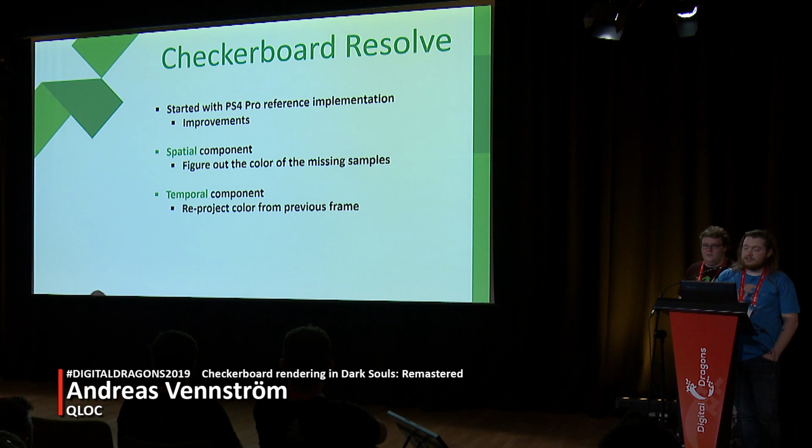Our implementation of checkerboard rendering is based off the reference implementation provided by Sony, with some improvements. The resolve shader is divided into 2 parts, the spatial component and the temporal component. The spatial component resolves the color of the missing samples using clever blending. The temporal component then stabilizes the image using information from the previous frame.